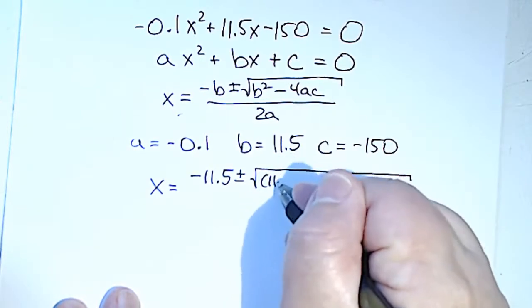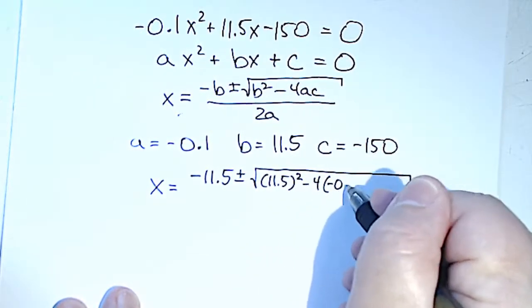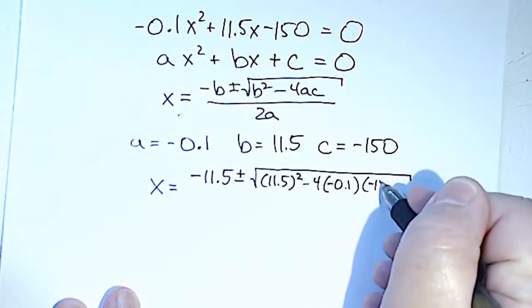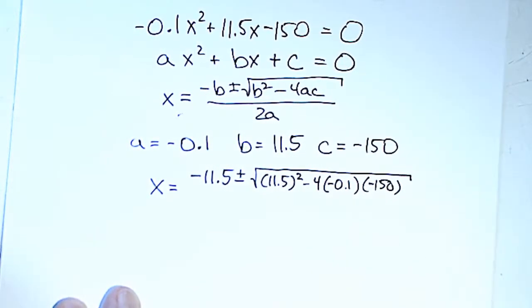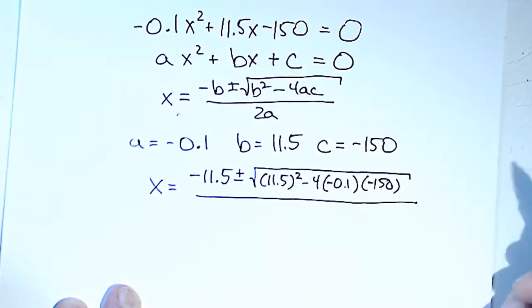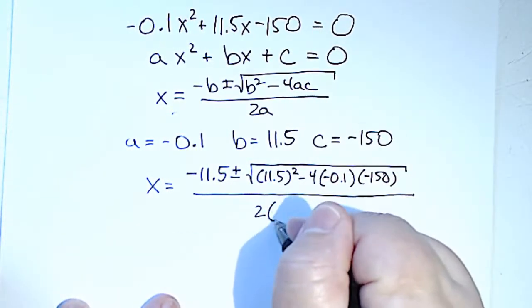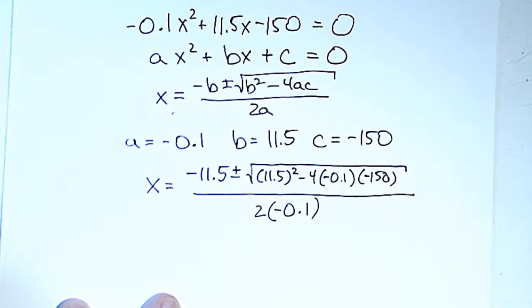Okay, I got 11.5, the quantity squared, minus 4 times negative 0.1 times negative 150. Bam! Look at that. That is perfect. That is beautiful. I really hope that this take is the one that I keep because otherwise this will be lost to history. This is the one time I've actually given myself enough room in a radical. This is very exciting for me.